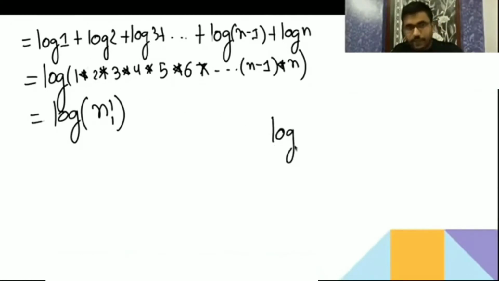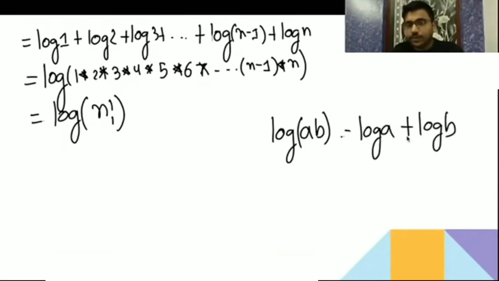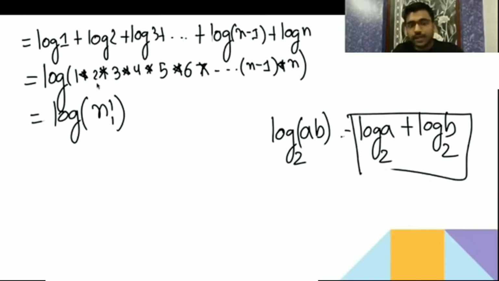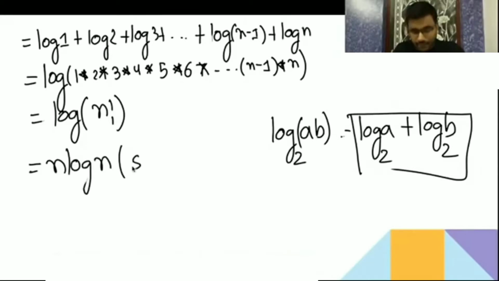This is a property of log: the log of a product can be broken into a sum, log a plus log b plus log c, with the same base, base 2 here. So in the multiplication I have taken, you are going to get n factorial. Now log n factorial is equal to n log n. That is called Stirling's approximation.